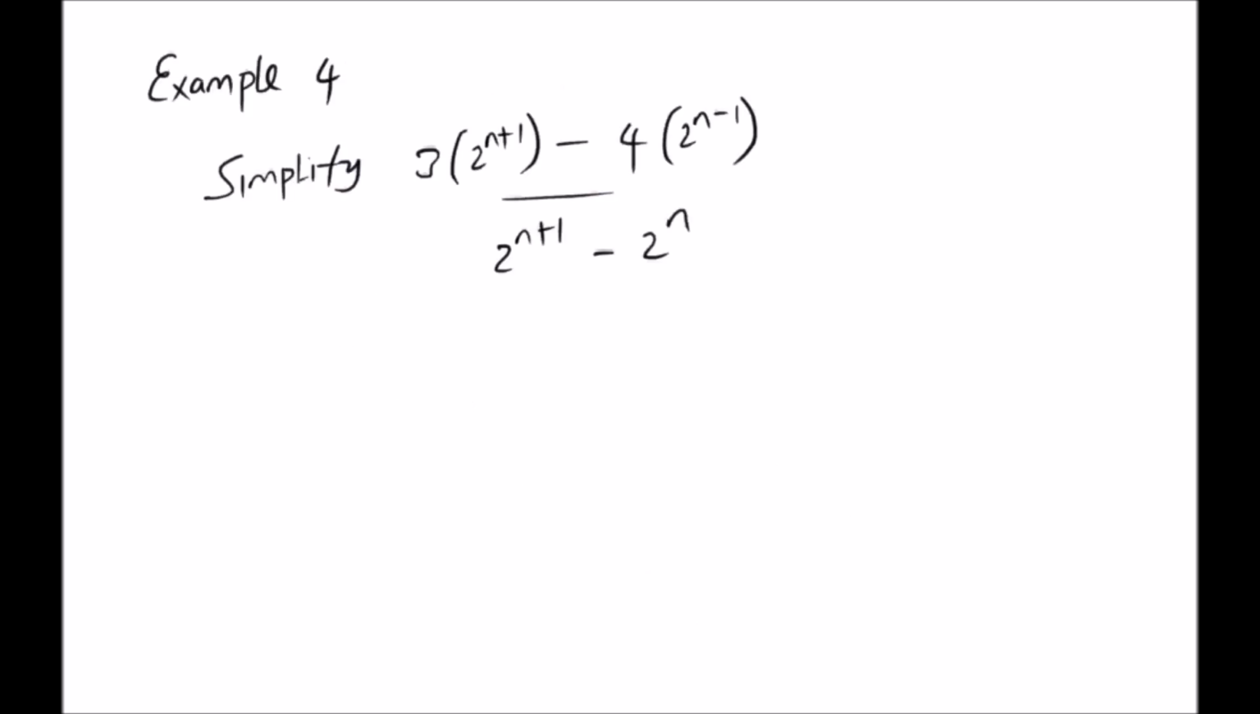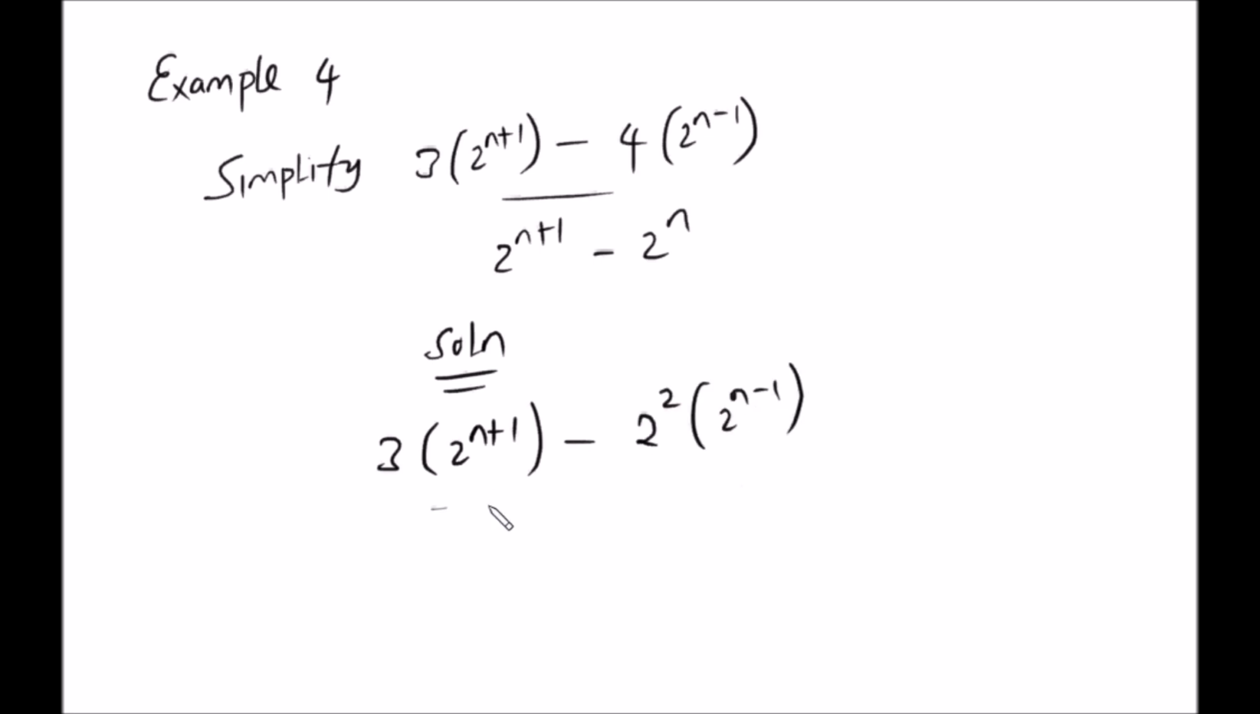So hiyo ndio example 2. So let's solve it now. So hii itakuwa ni 3 times 2 power n plus 1 minus, so hii 4 naweza kusema ni 2 squared, 2 power n minus 1 over 2 power n plus 1 minus 2 power n.